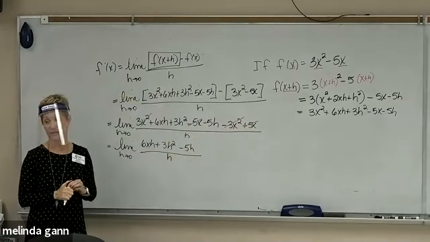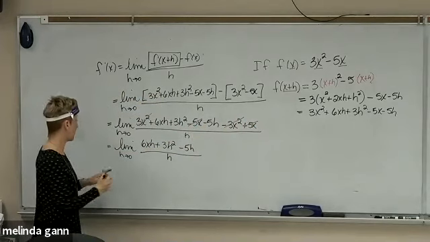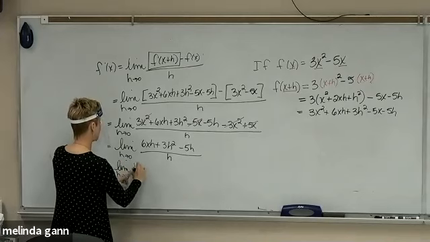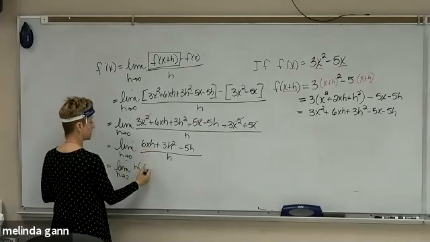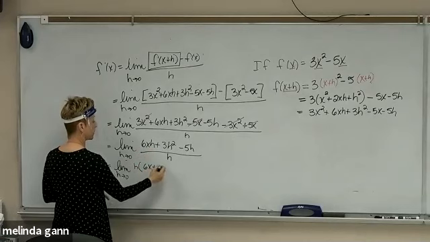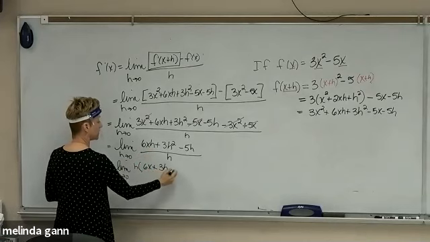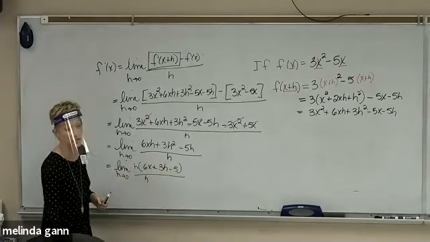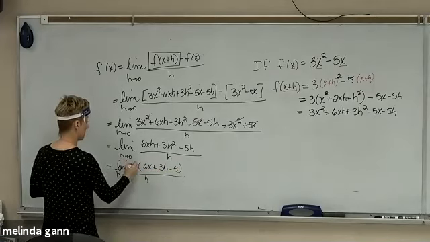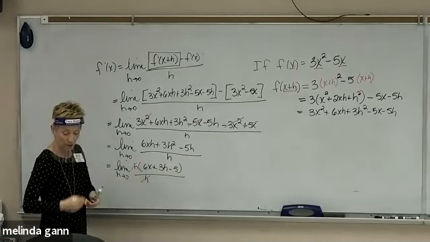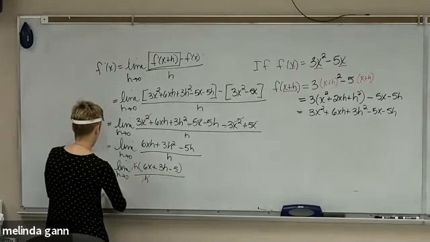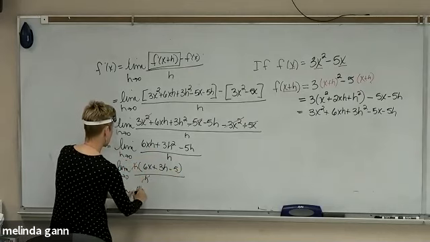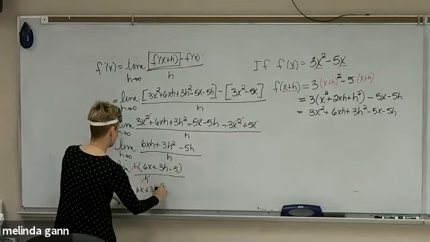So what's my next step? Because I can't just plug in. All right, what can I factor out of the top? An h. All right, when you factor an h out, what's that going to leave here? A 6x. What's that going to leave here? A 3h and then a minus what? 5. Well, those h's divide out. Okay. So that's going to leave me, the limit as h approaches 0 of a 6x plus a 3h minus a 5.